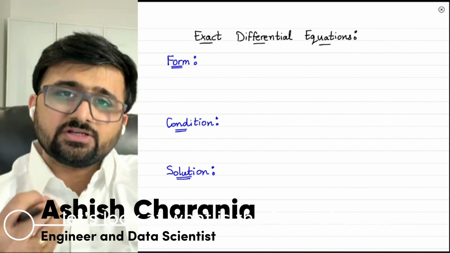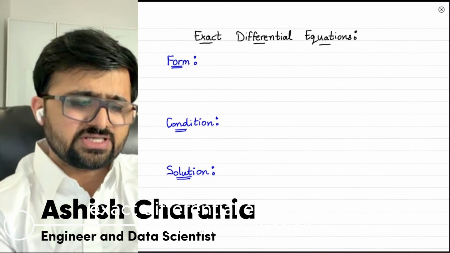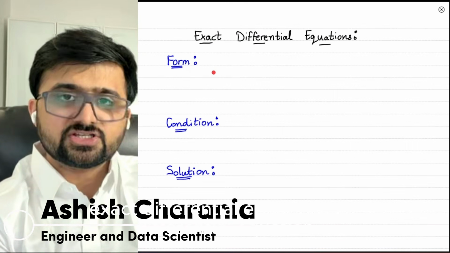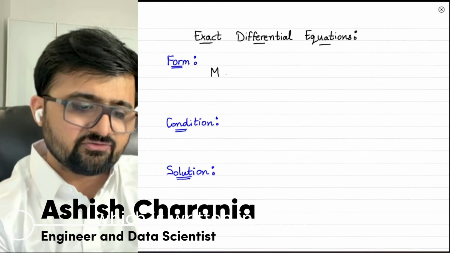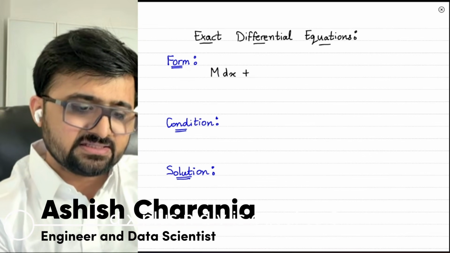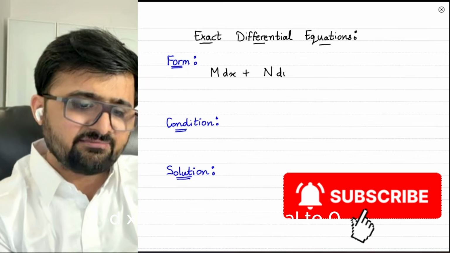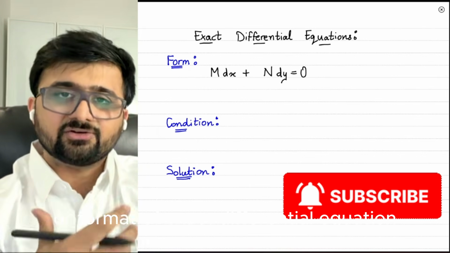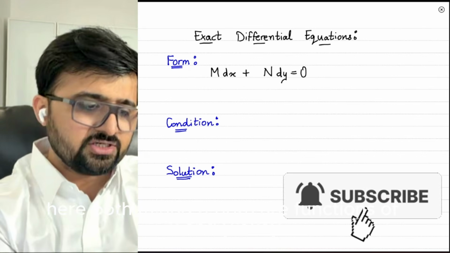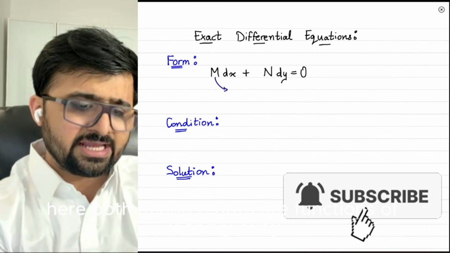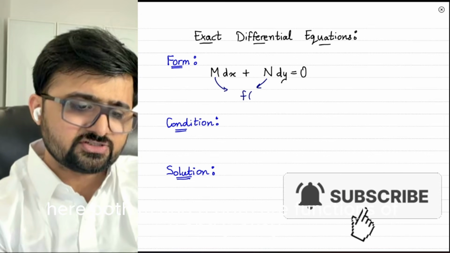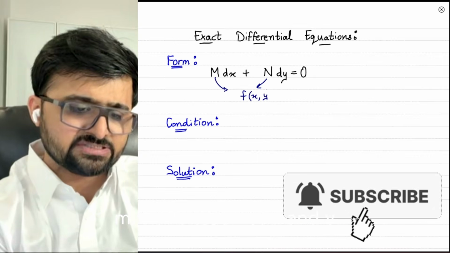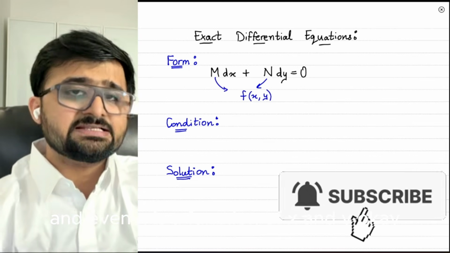Let's look at what is the form of an exact differential equation. An exact differential equation is a differential equation which is written in the form M dx plus N dy is equal to 0. That's the form or format of an exact differential equation. Here, both M and N are functions of x and y.